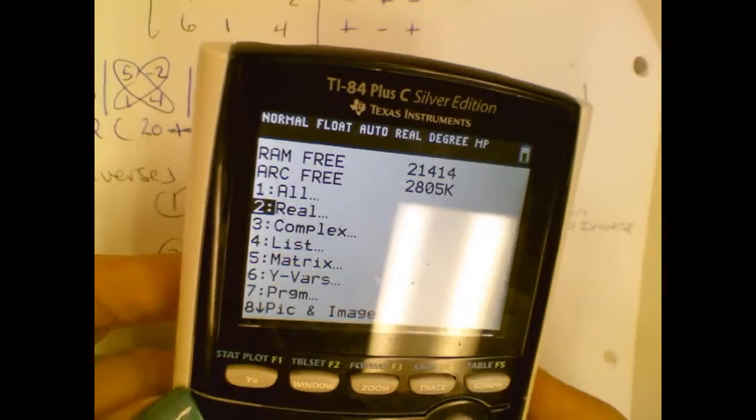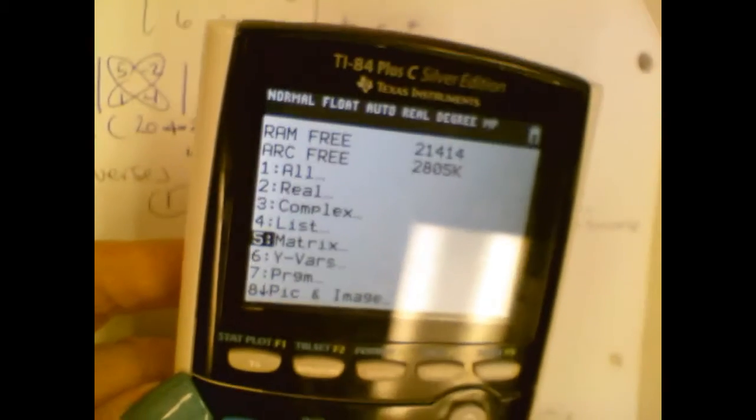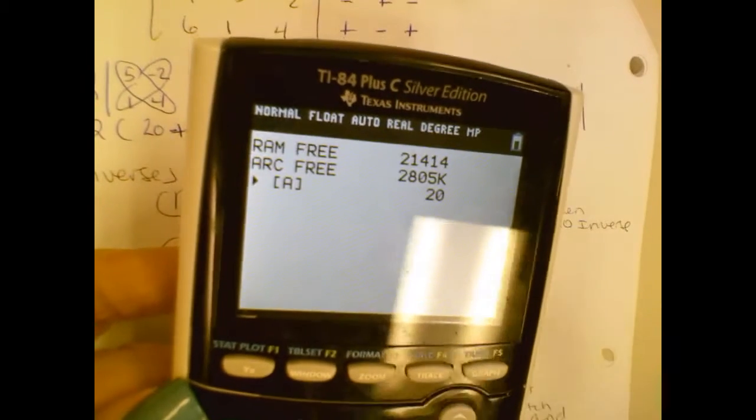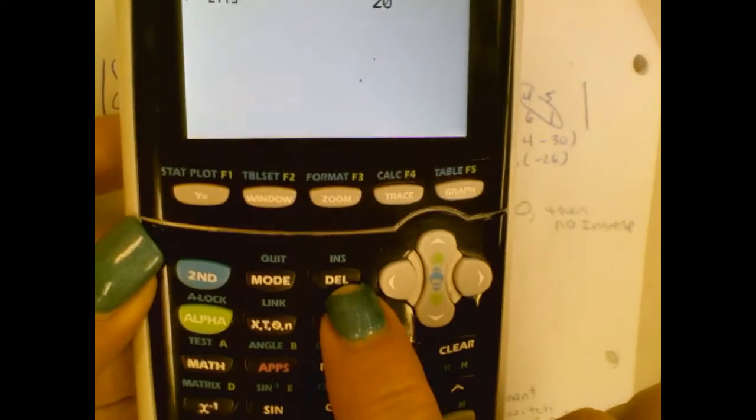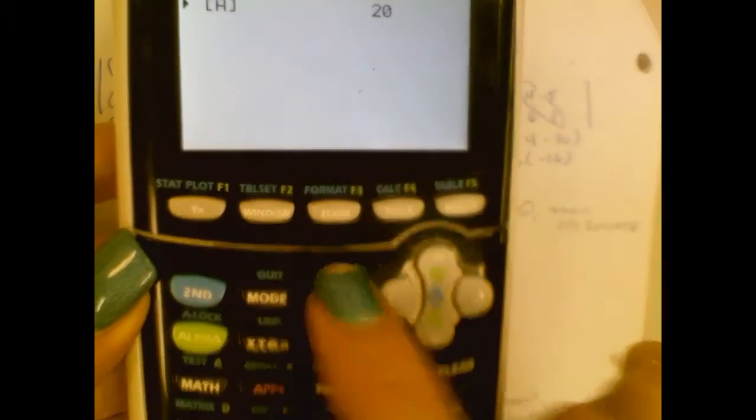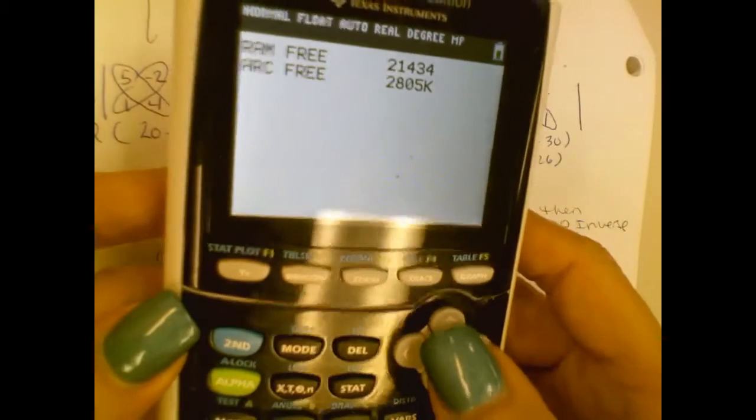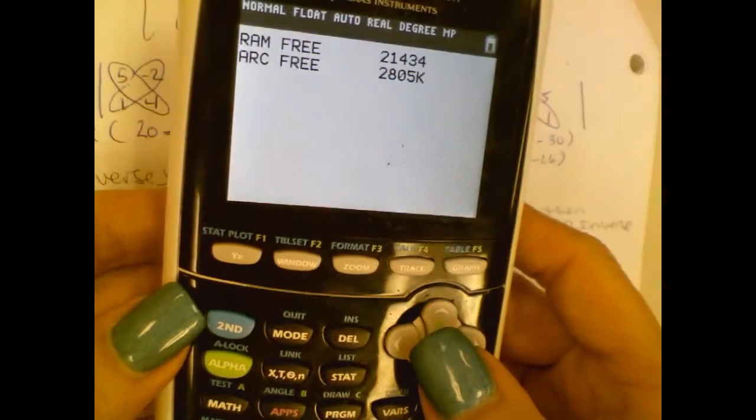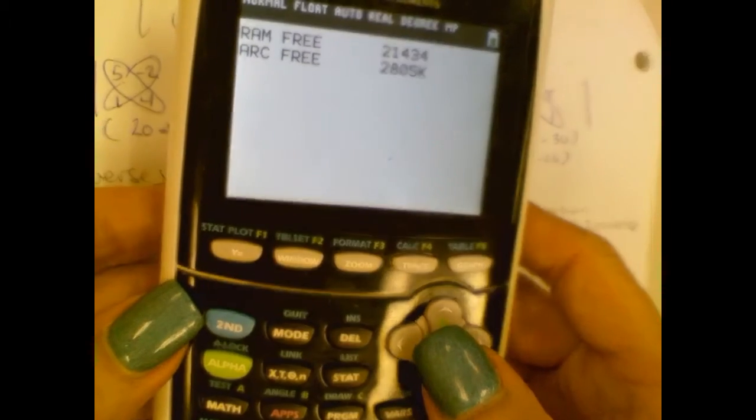But we're going to go down to matrix number 5. Now I only have 1 stored. So, I'm going to press delete. Delete's right here at the top, right next to mode, right next to the left arrow. Press delete as many times as you need to delete those matrices.